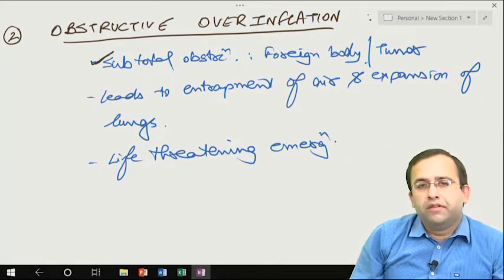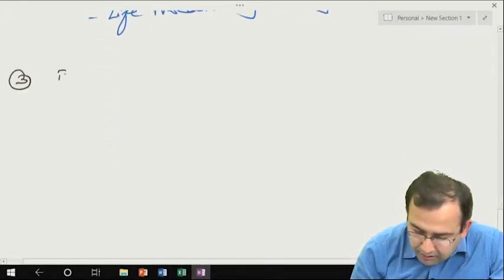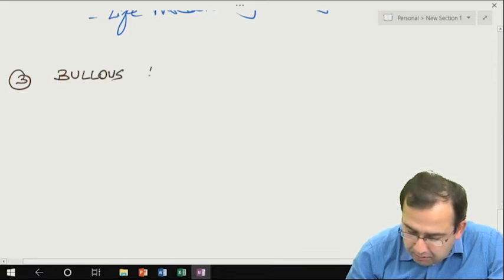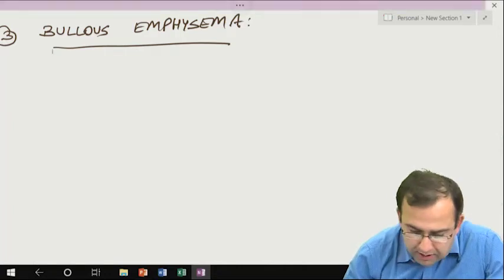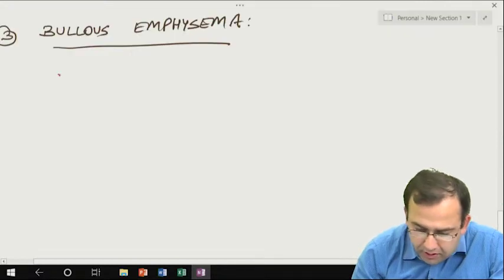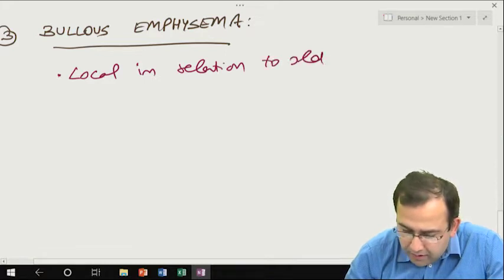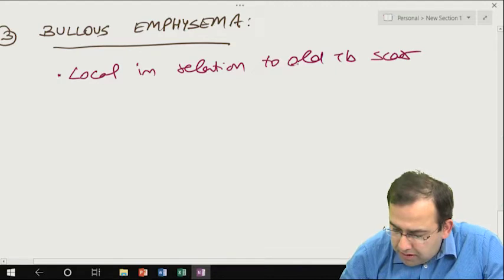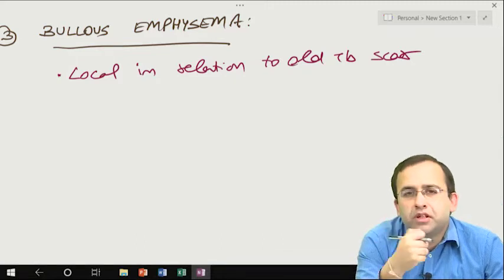Next point. The last type of emphysema is bullous emphysema. This is localized emphysema in relation to old TB scar. I'll write it for you. There was an old TB scar which was associated with localized emphysema, that is bullous emphysema.